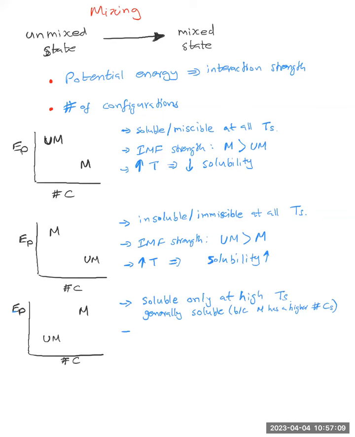Okay, now the others are not that complex when it comes to IMF strength, which is governed by the potential energy. So because the unmixed state has a lower potential energy, the unmixed state will have stronger intermolecular forces than the mixed state. And then the effect of temperature, increasing temperature will obviously increase the solubility. Solubility will be increased. Okay, let's do one other thing over here.